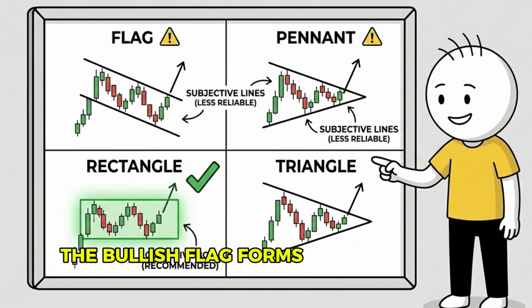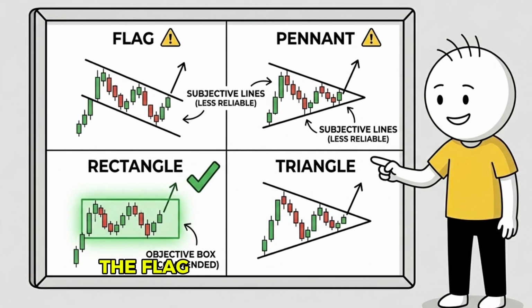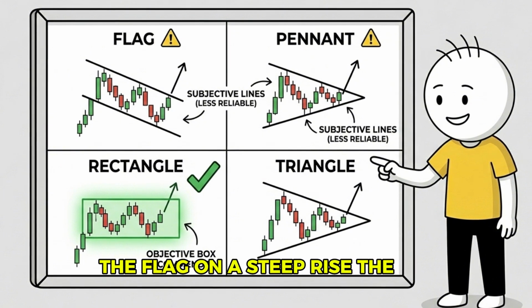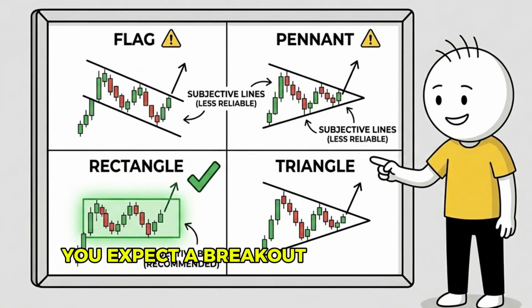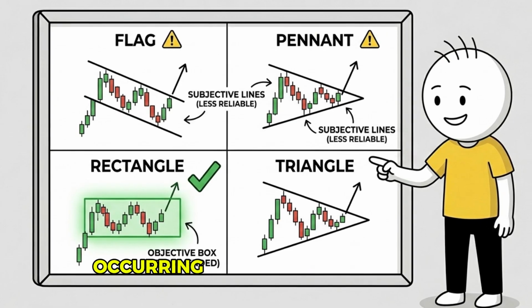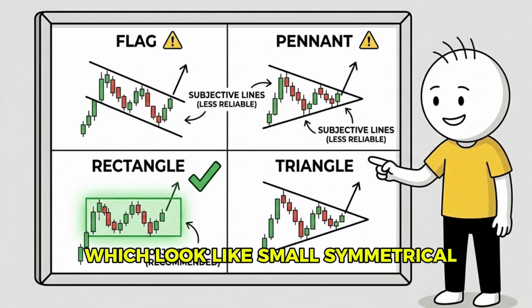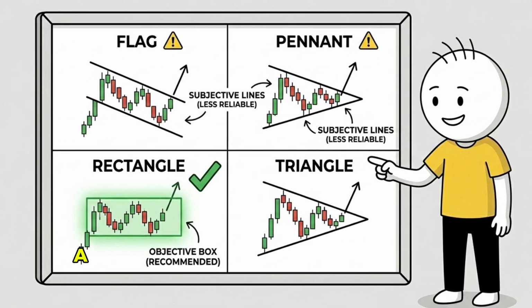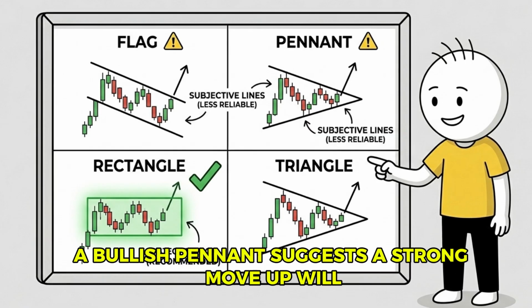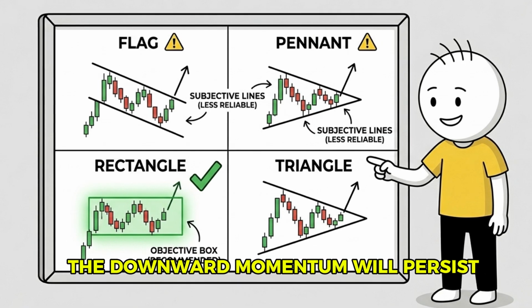The bullish flag forms during a strong uptrend and looks like a small downward sloping rectangle, the flag, on a steep rise, the pole. You expect a breakout to continue the trend. The bearish flag is the inverse, occurring during a sharp decline. Then we have pennants, which look like small symmetrical triangles. A bullish pennant suggests a strong move up will continue, while a bearish pennant suggests the downward momentum will persist.